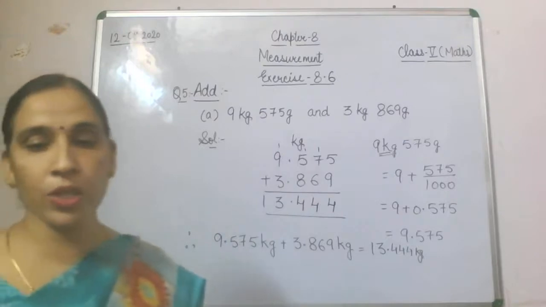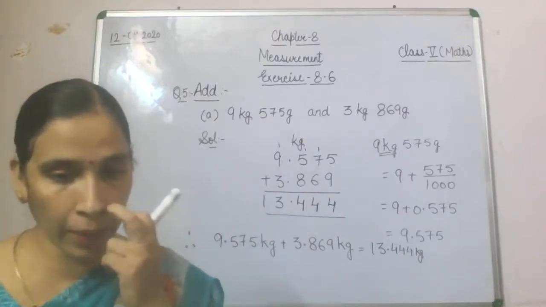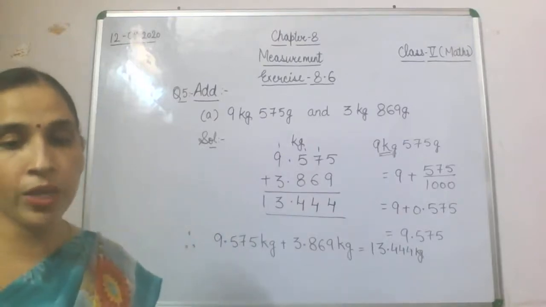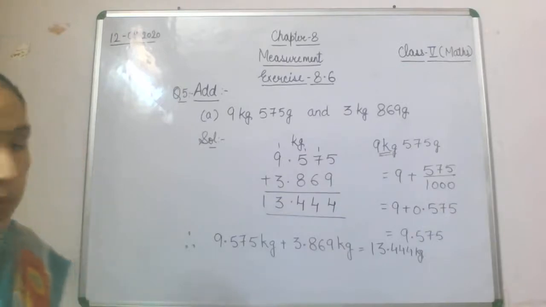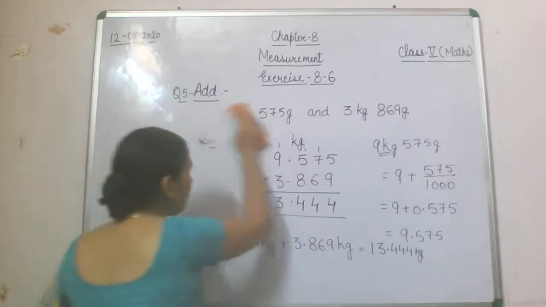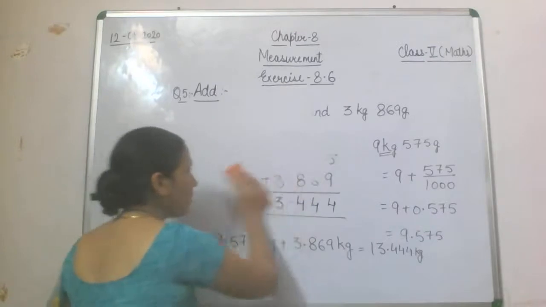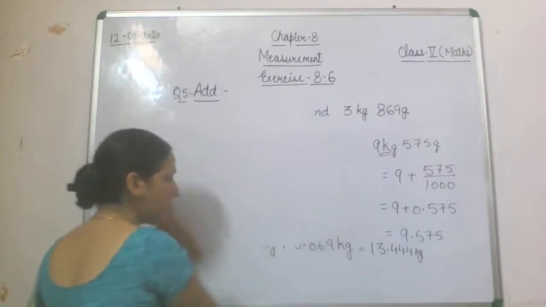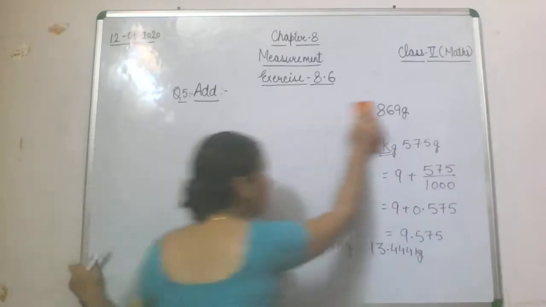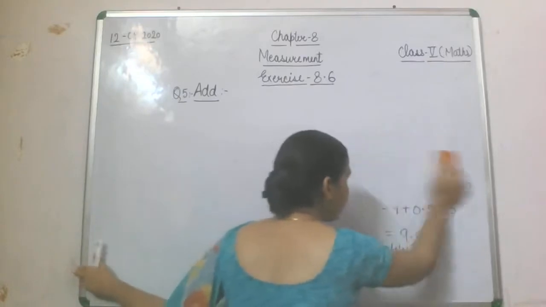Now the same question has our next B part: 42 kg 829 gram. So let's see that B part. In B part, 3 weights have been given. So we'll just find it out.